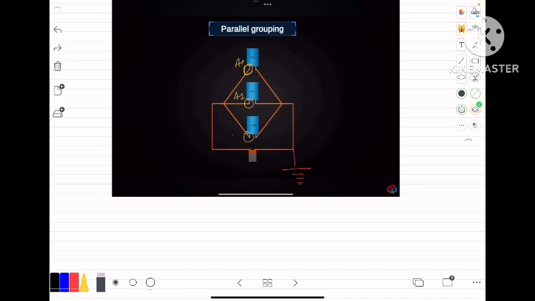All these are connected to a same point, and B1, B2 and B3 plates are connected to other end. This type of combination where first plate of each capacitor is connected to one end and second plate of each capacitor is connected to another end, this type of grouping is known as capacitors connected in parallel.